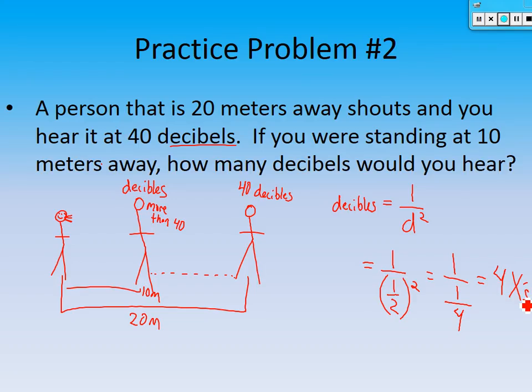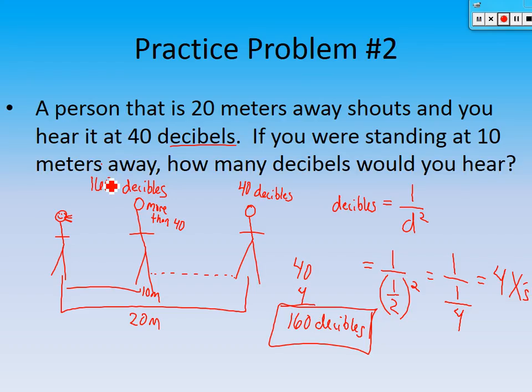So if it was 40 right here, what's 40 times 4? 160 decibels is your answer. Okay, so this guy's going to hear it at 160. Yeah, it's extremely loud, right?